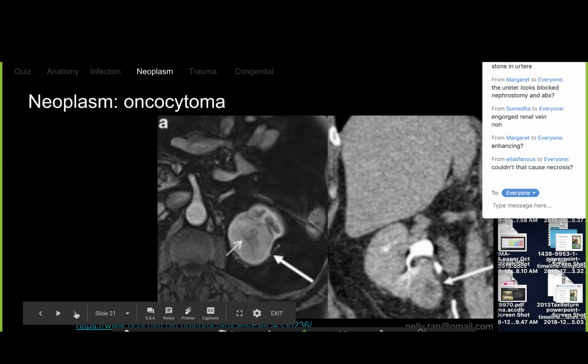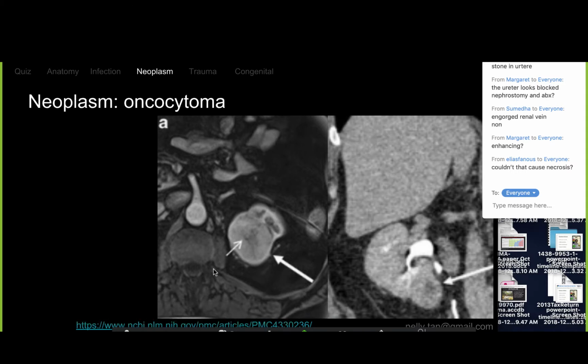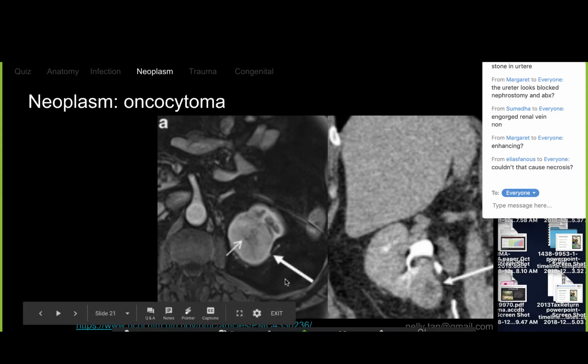Even though clear cell RCC is the most common, a second common tumor is oncocytoma, which is benign. That's hard to differentiate from clear cell renal cell carcinoma. So typically, if you are concerned, or patients are a little older and are a poor surgical candidate, then you want to do a biopsy to differentiate.